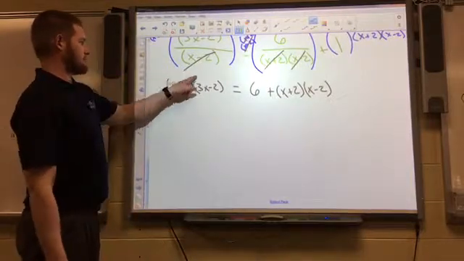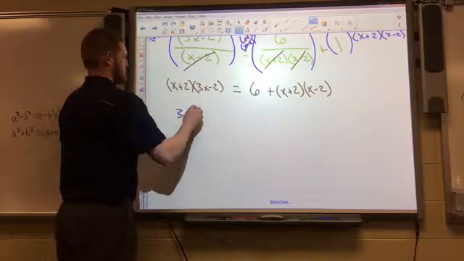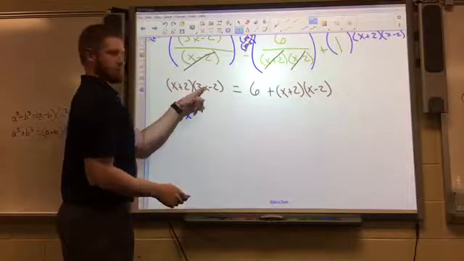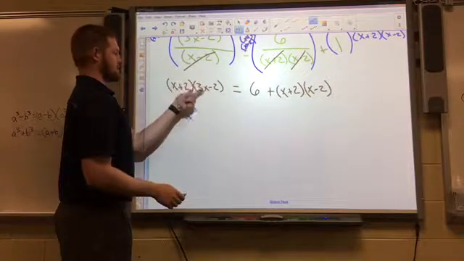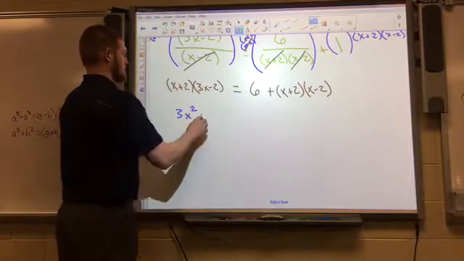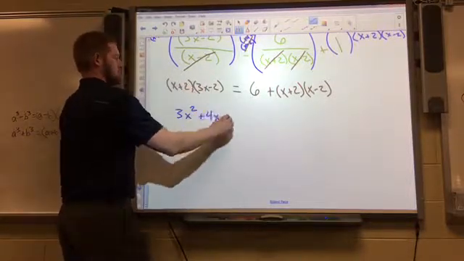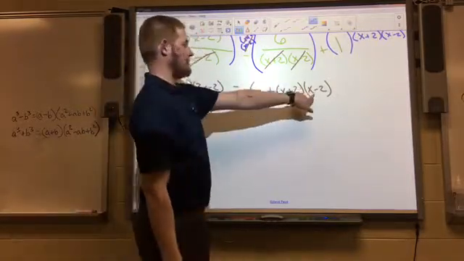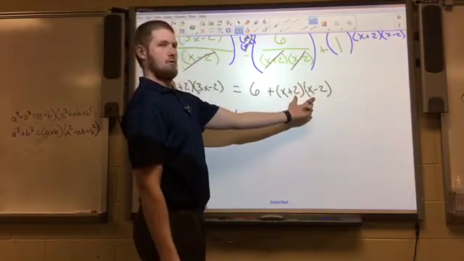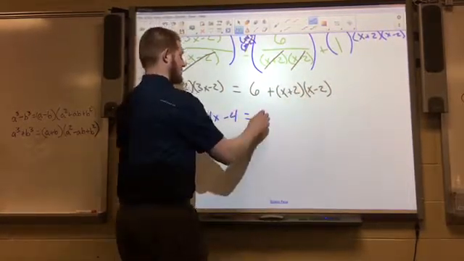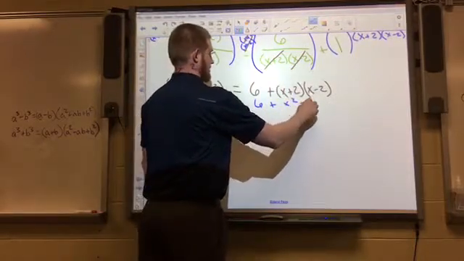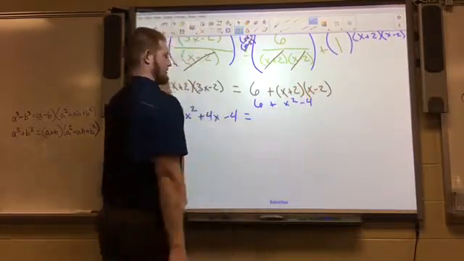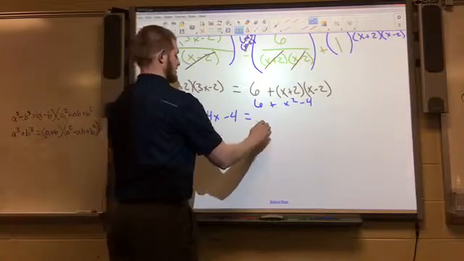This FOILs to x times 3x is 3x squared, x times negative 2, minus 2x, and 2 times 3x is 6x. So I have 6x and negative 2x. So 4x minus 4 equals, now before I do this, I'm going to do this first. What is this FOIL to? X squared minus 4. So I should have 6 plus x squared minus 4. I knew that just because we factored that from that. So what do I actually get on the right side? X squared plus 2.